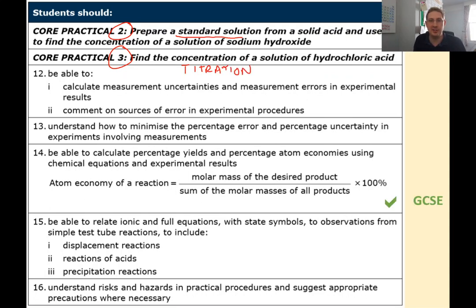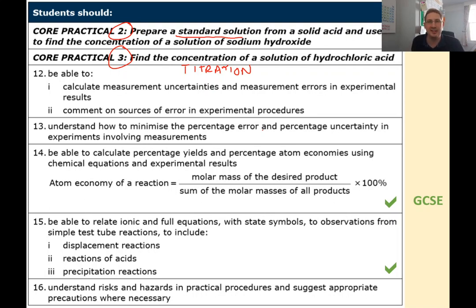Again, there's stuff here from GCSE, so percentage yields and atom economies you should be familiar with. And you may also have looked at ionic equations of displacement reactions, acid reactions and precipitation reactions. And hopefully after the last session you're okay with those. We've also got to look at minimizing errors. So we went into errors in a lot more detail this time, and we'll look at those, and understanding risks and hazards in practical procedures and suggesting appropriate precautions.